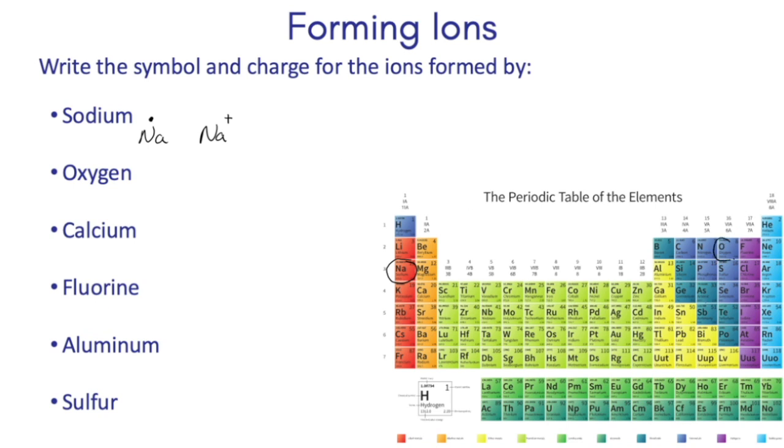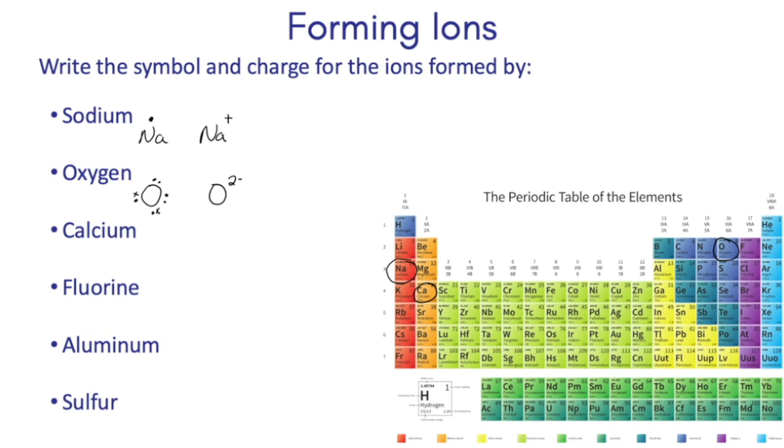Oxygen is here in group 16. And because it's in group 16, it has 6 valence electrons. Remember, we spread them out, then double them up. We see that it is 2 electrons away from having a full octet, and it will love to form at 2 more, which means that it will have a 2 negative charge because it has gained 2 electrons, giving it 2 more electrons than protons.